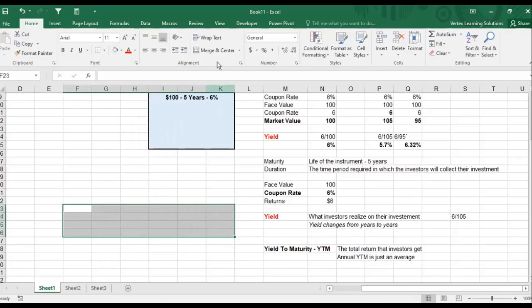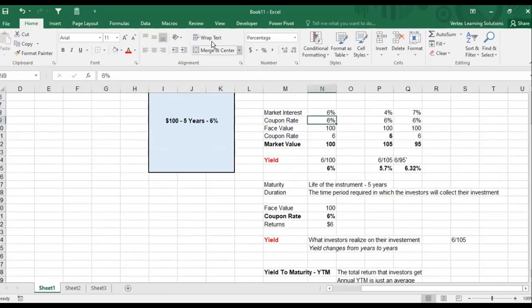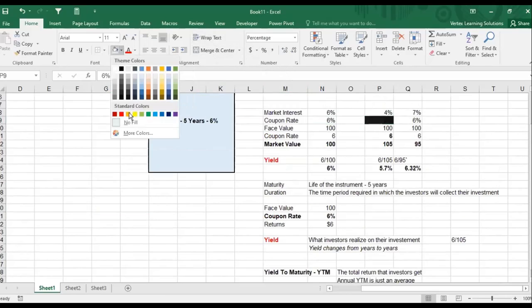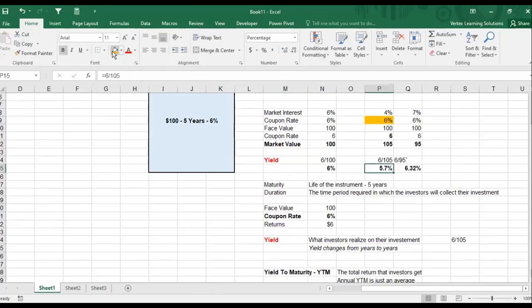So coupon rate and yield are different. My coupon rate was 6% in this year, but yield was 5.7%. Then coupon rate was again 6% in that year, but the yield was 6.32. Okay, so we understand the concept of yield, maturity, duration, coupon rate, and the market price of the bond in relation to the market interest rates. I go back to our slides so that we can continue.